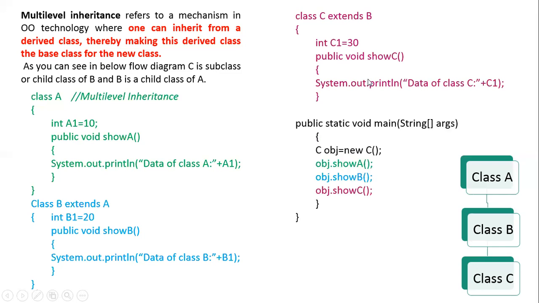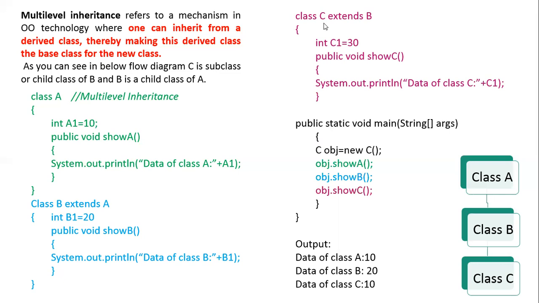And in the main method we create an object of class C, and using the object of class C we are calling the method of class C, the method of class B, and the method of class A, and this is going to be the output of this program. So this is multi-level inheritance.